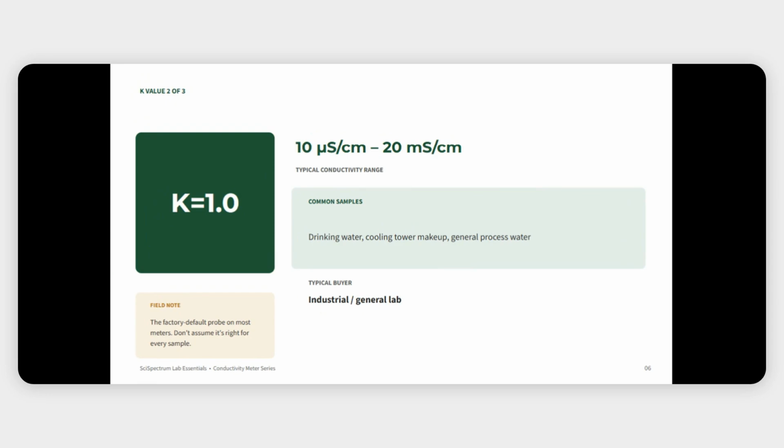Next is K equal to 1.0, the general purpose workhorse, and almost always the factory default on benchtop and portable meters. It covers roughly 10 microsiemens up to 20 millisiemens per centimeter. Drinking water, cooling tower, makeup water, general purpose water. If you only want one probe, this is probably it. But default doesn't mean correct for everything. That's the mistake I see most often.